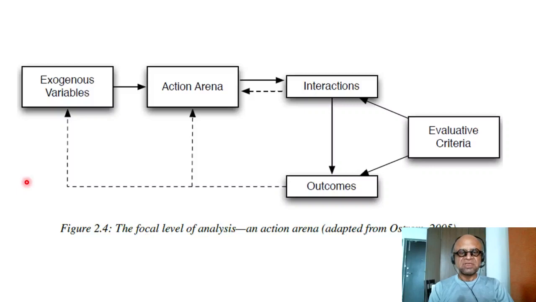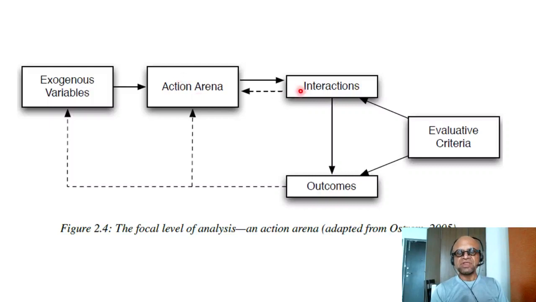So let's look at some schematic. The focal level of analysis for action arena and institutional level analysis. An action arena looks something like this. We will see in a minute what exogenous variables are that constrain the action arena in some way, and it could be this stadium in which you are playing baseball or cricket. It could be the spectators that buy the ticket to watch or come to watch for free, and so on.